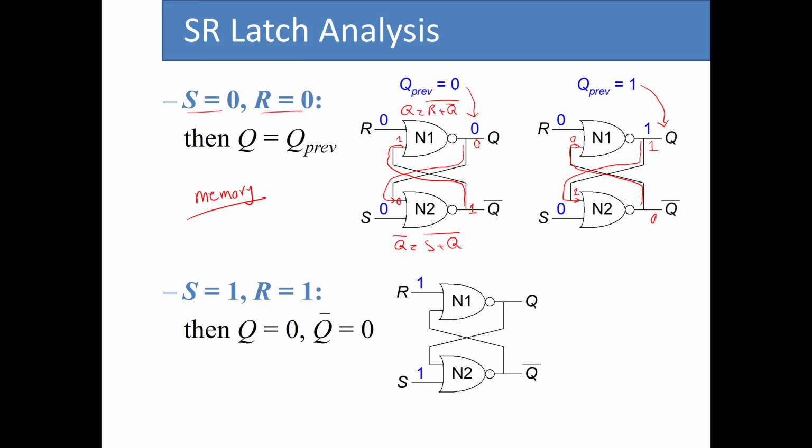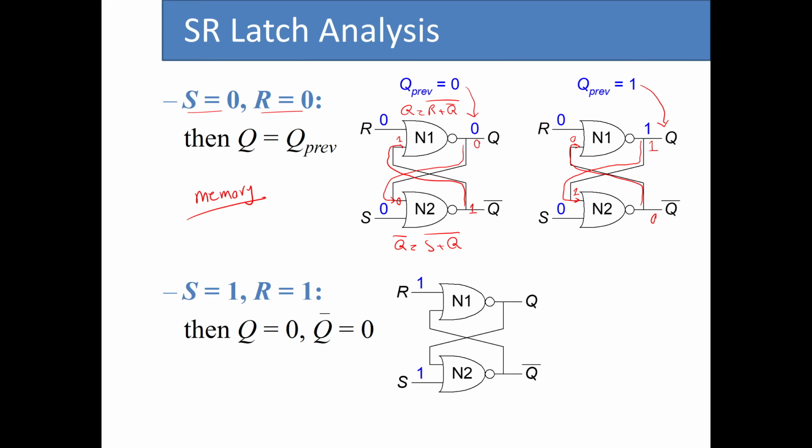So we have the case for which S is 1, R is 0, which makes Q to be 1. That is the set case. Then we have S to be 0, R to be 1, which makes Q to be 0. That is the reset case. And then if we have both R and S to be 0, the output for Q remains at its previous value. So if it was 0, it remains as 0. If it was 1, it remains as 1. So that is the memory functionality.